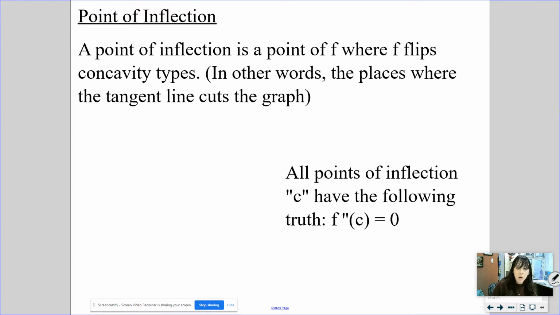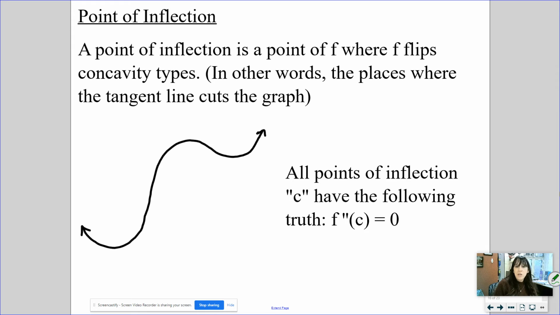So let me draw a curve. Nothing real crazy here. Not like that. Let's try this again. Okay, that's going to have to work.